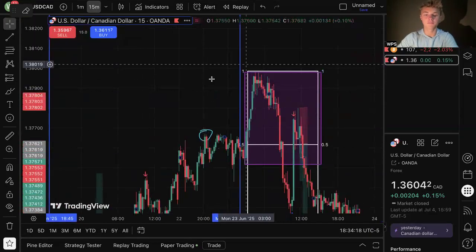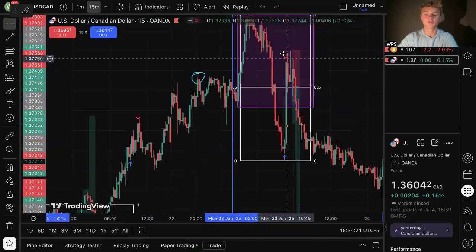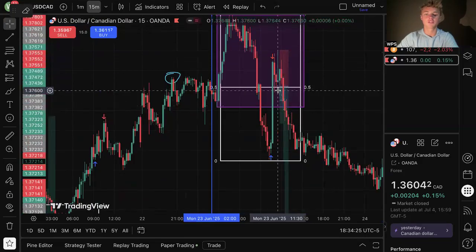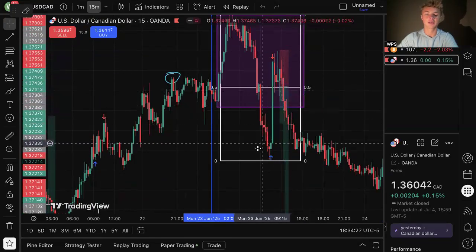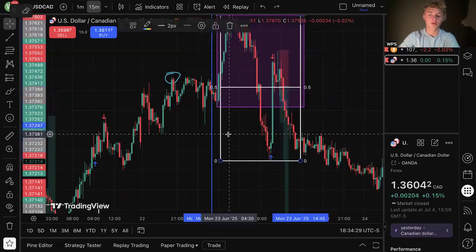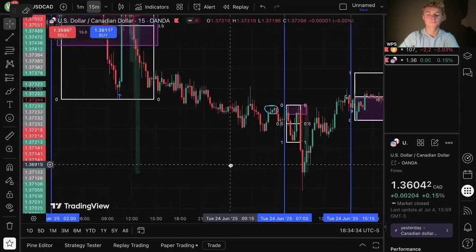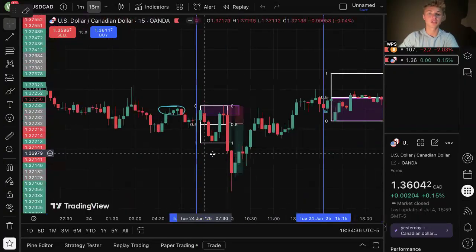Here's swing high, second swing high, retracement right here, break of structure, entry, first take profit at 1-to-1, second at 2-to-1 at the bottom of this liquidity sweep here. That would be a 50-50 trade most likely.